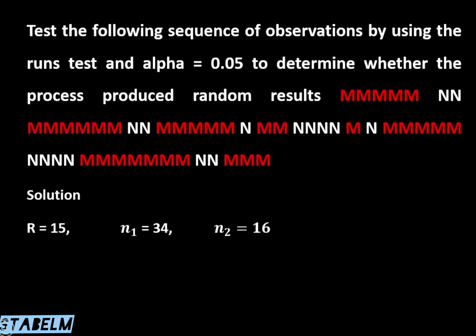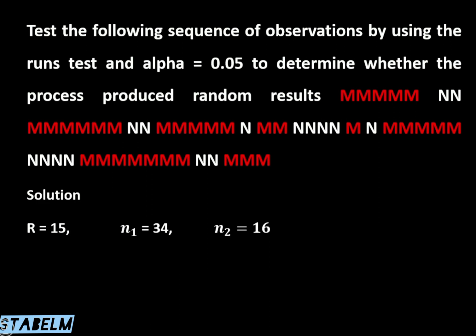The number of runs, you count the number of runs here, and that totals 15. Now N1, which is the number of defective, which is M, if you count the number of M in all these observations, whether it is random or not random, in this product, we notice that we have 34 and the number of N equals 16. So now we are going to take this step by step.